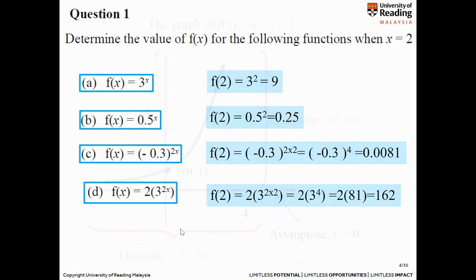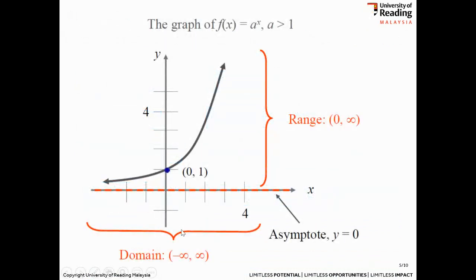That is incorrect. So this is a graph of the exponential function with a any number greater than 1. You see that this exponential function will never meet the x-axis. So this is what we call the asymptote. The domain for this function is from minus infinity to positive infinity, meaning x can take any value. So the range is always positive, it's always greater than 0, and you go right up to infinity.